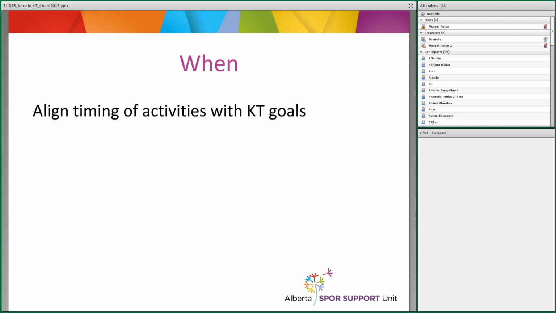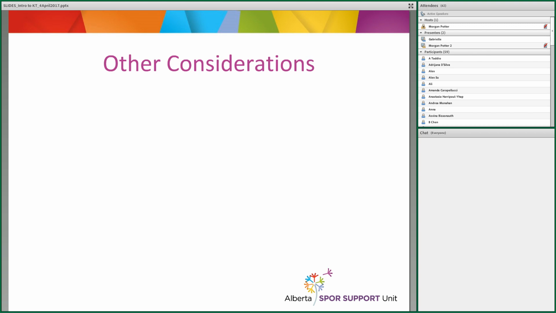When, of course, you want to align the timing of your activities with your KT goals, and it might be sufficient for you to just focus on end-of-grant KT activities. Depending on the research results, this is perfectly fine. But it could also be integrated KT. If you're expecting people to change, then it's very helpful to involve them as early on in the process as possible, because once they understand the whole process and the reasons for change, they're more likely to change.